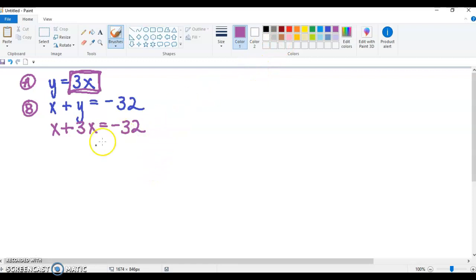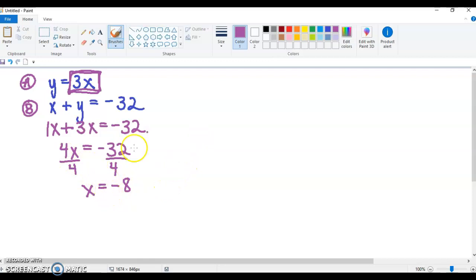So my next step, I need to combine like terms. I have 1x plus 3x, which is 4x, and that equals negative 32. From here, I've got to get x by itself. So I'm going to divide both sides by 4. And when I do this, I get x equals negative 8.